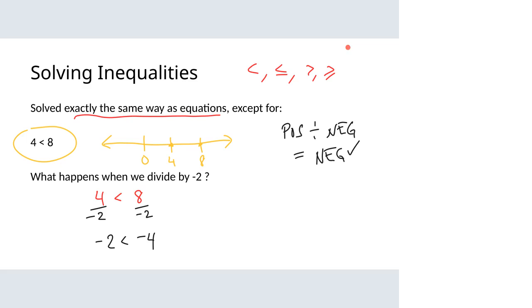So 4 is less than 8, that's a true statement. Now what I've got down here is this thing that says -2 is less than -4. Well, wait a minute, that's not right. If I look at my number line, -2 is on the right of -4, so that didn't work. When I divided by -2, now this isn't true anymore. What do I have to do if I divide by a negative?